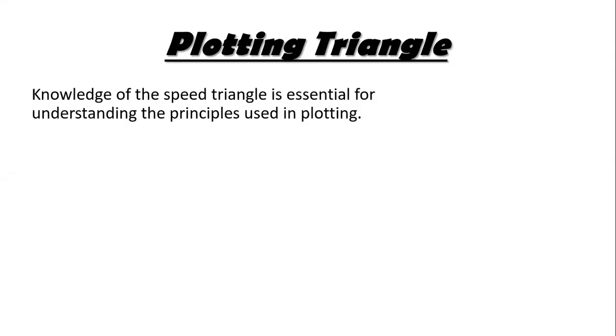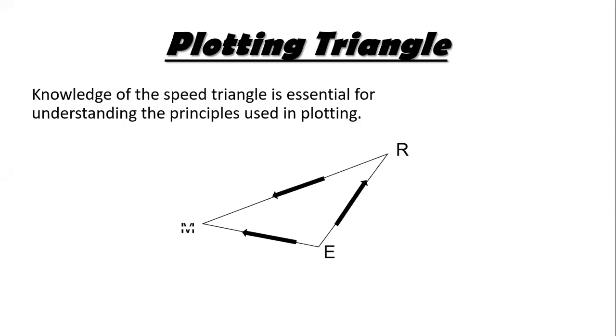Now, for this one, this is the most important one. We've got the plotting triangle. The knowledge of the speed triangle is essential for understanding the principles used in plotting. There are three sides. Of course, you've got your own course and own speed, and then the relative motion of the target vessel. With that, you will be able to get the target's through course and speed as shown on my presentation.